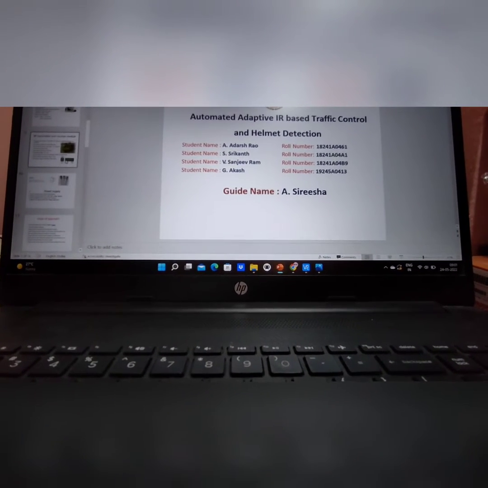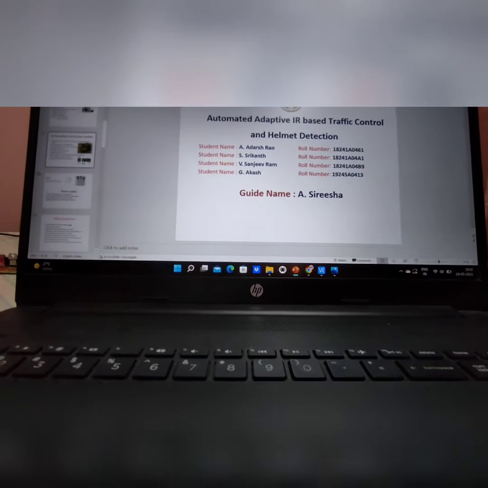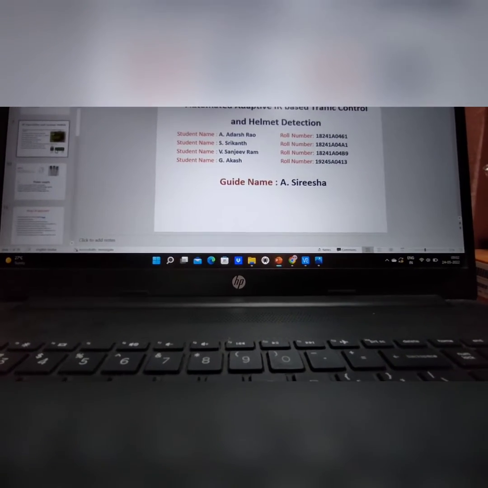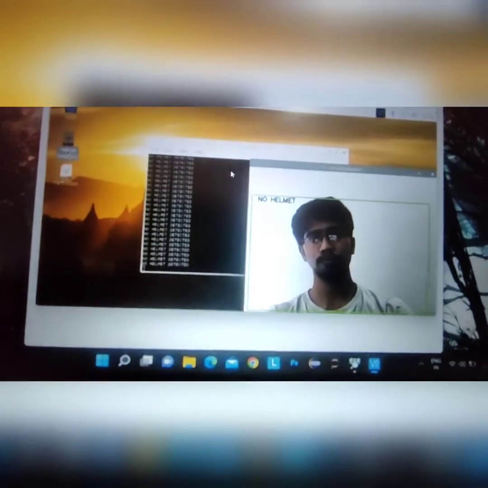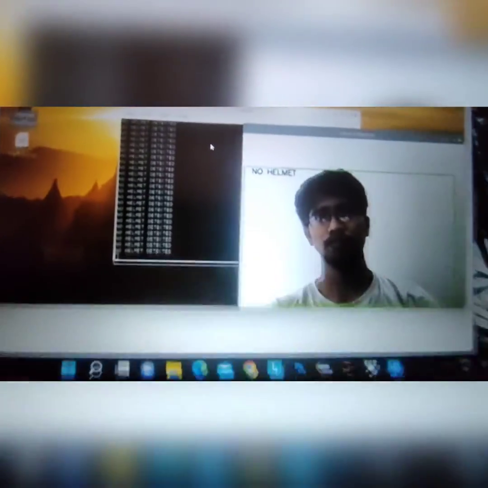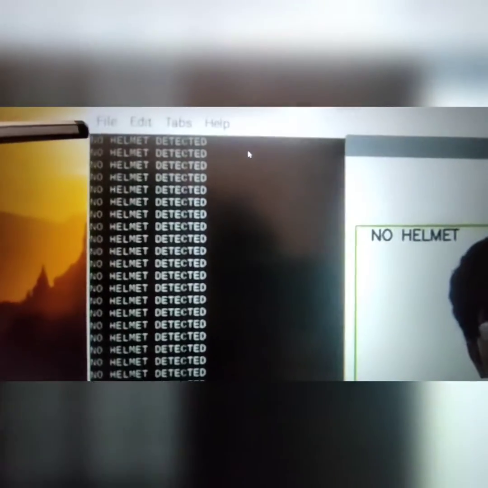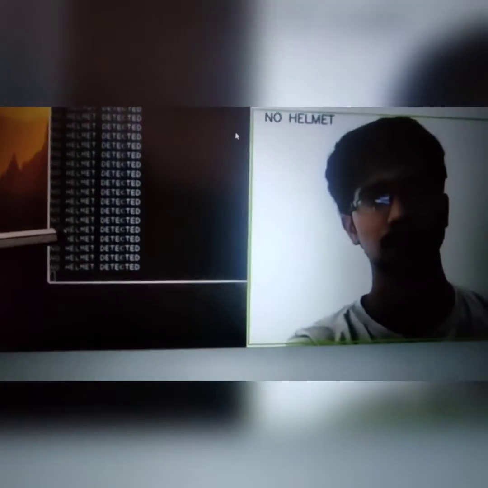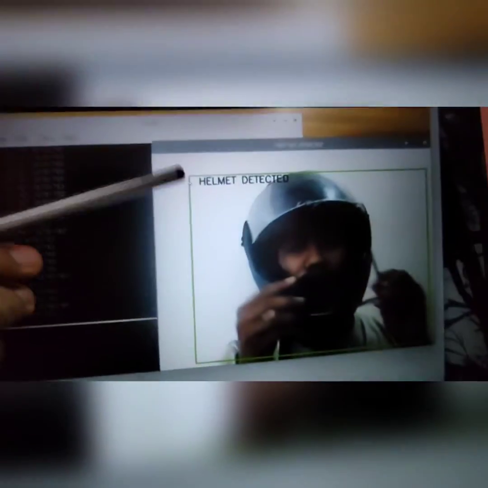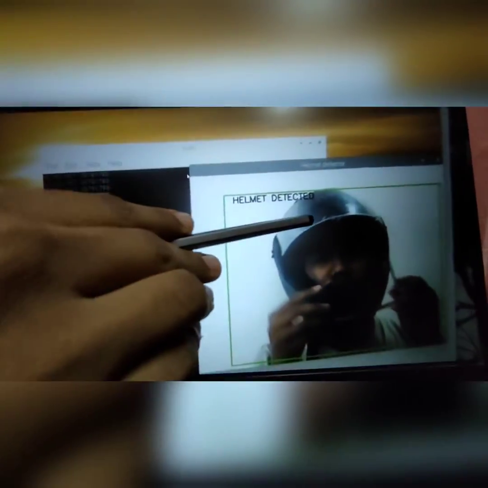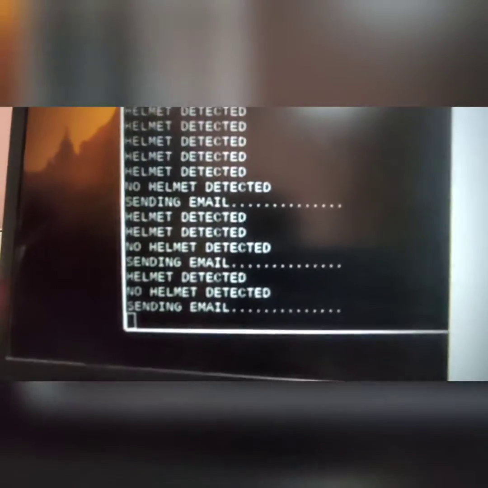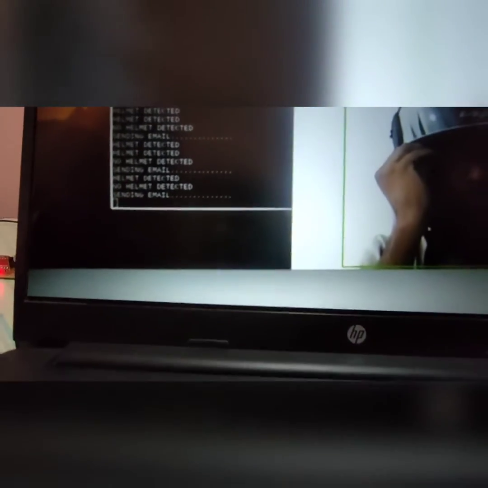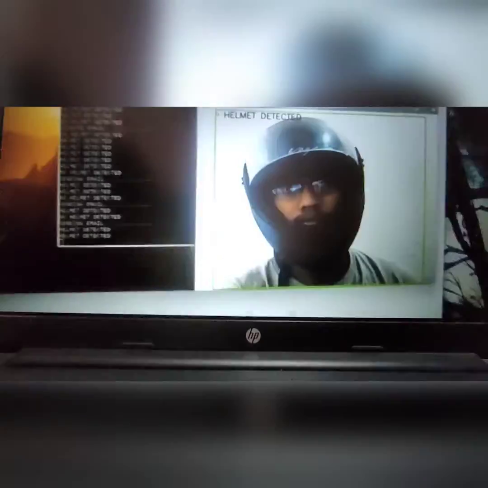In this, when a helmet is detected, it shows helmet detected and sends a mail to the respective mail ID which is given. The working of the project is, when there is no helmet, it shows there is no helmet, and the message continuously comes that no helmet is detected. And suppose when a person wears a helmet, it shows helmet is detected and sending mail, which means the mail would be sent to the respective mail which is given. In this way the helmet detection happens.